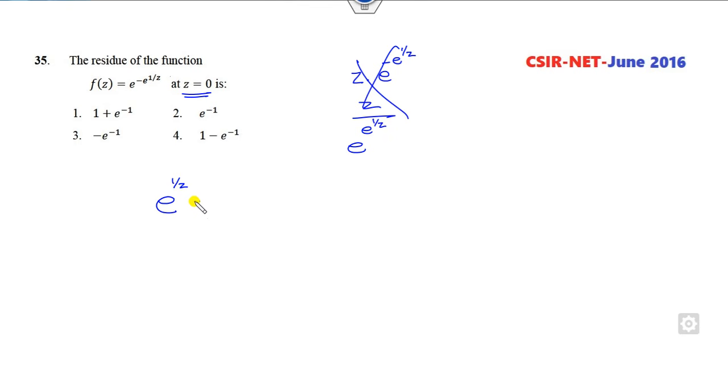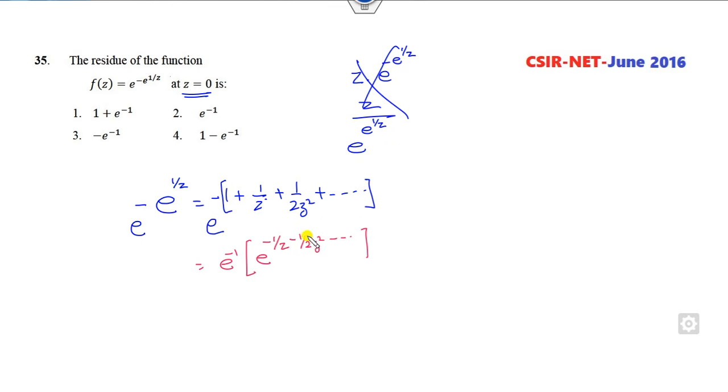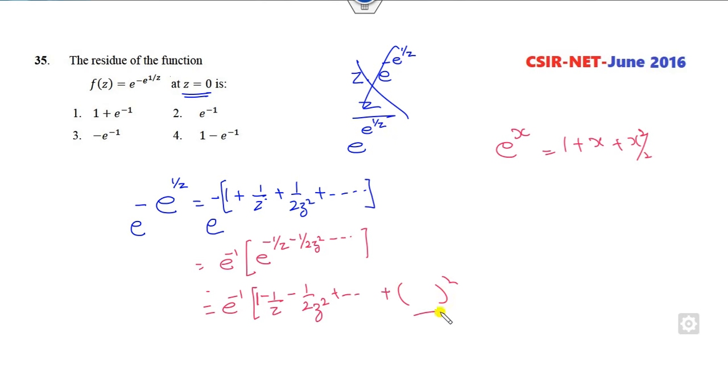So what is the e raised to power z expansion? 1 plus 1 by z plus 1 by 2 z square and so on. Now if you take a negative sign, it will be the negative of this. If I take again the exponential, it will be of this nature. I can write e raised to power minus 1 outside because it is written in this form. Now again I can apply the e raised to power x rule here, x plus x square by 2 and so on. So it is e raised to power minus 1 plus x and so on plus x square by 2 factorial and so on.